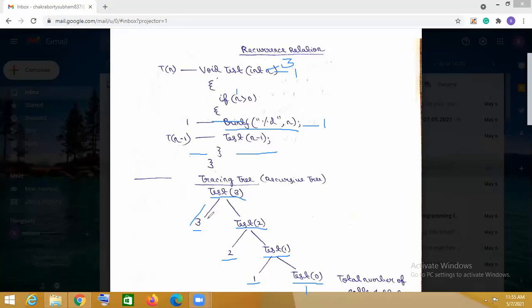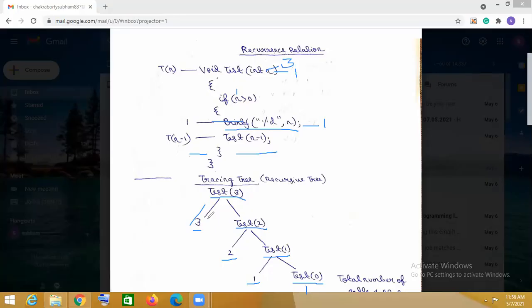So our function will be in the order of n, because if f(n) equals n plus 1, I have seen in the previous classes, in the frequency counter, that it will be on the order of n. Clear? So that's how we can directly say that this function is of order n. Now this is performed using the tracing tree, or we can say the recursive tree method.